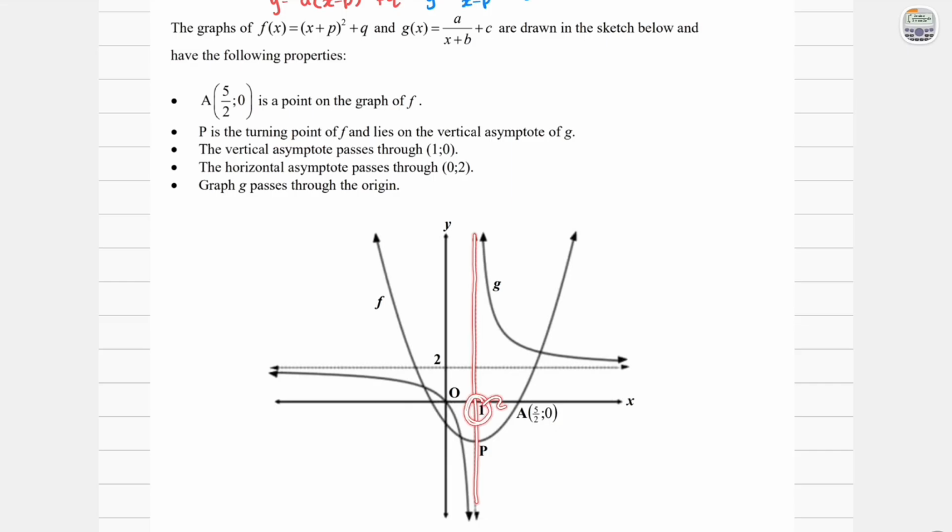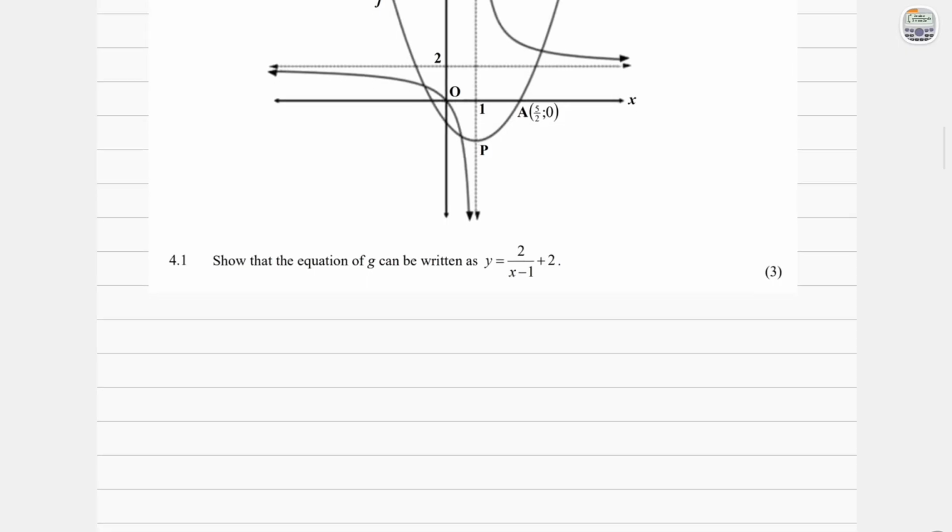So we now know the vertical asymptote, and we know the x value of P. And then we are told that the vertical asymptote passes through (1, 0), as we can see. The horizontal asymptote passes through (0, 2), as we can also see. And the graph passes through the origin. Okay, so the graph of g has a point (0, 0).